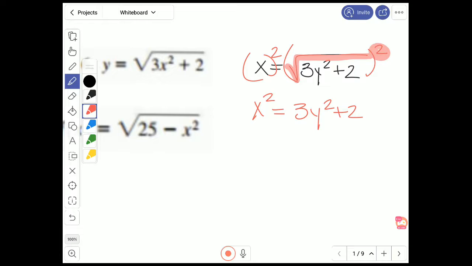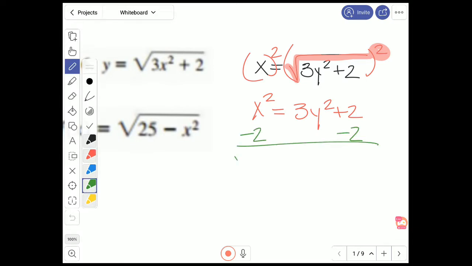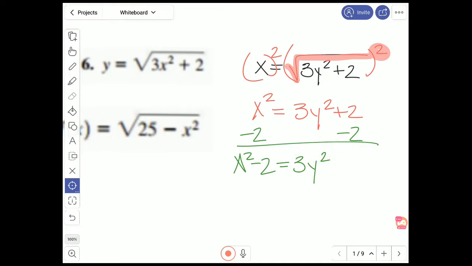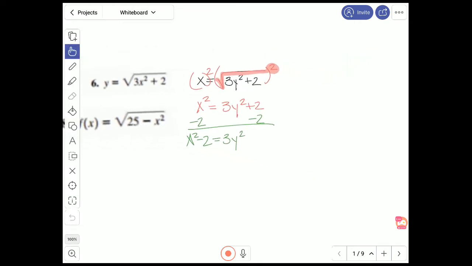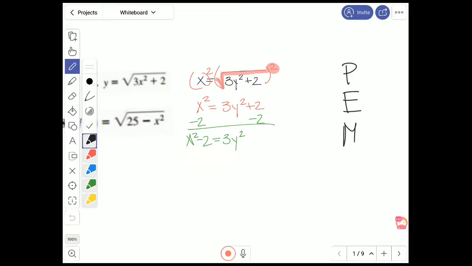And then again, still solving for y. I'm going to need to get rid of the 3, the square, and the 2. But the first one I get rid of is that plus 2, and I get rid of that by minusing 2. So I have x squared minus 2 equals 3y squared. Still need to get rid of the 3 and the square. If you're solving and you're not sure what method to go in, remember PEMDAS? Which I know you all remember, that was kind of a duh question. With solving, you work your way up.